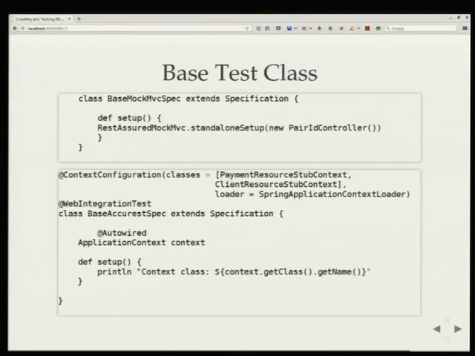So the only thing that you really have to do is set up a base test class and tell Accurest, this is my base test class, and all the Accurest-generated tests will extend this base test class. And to set it up, we work with Spring, so it supports REST Assured Mock MVC. If you're using Spring, you can just do something like this. You put standalone setup, and you give any amount of controllers that you need to launch. You launch them there, or you can just have a fully running application. We're running it using web integration test annotation from Spring. We also support JAX-RS.